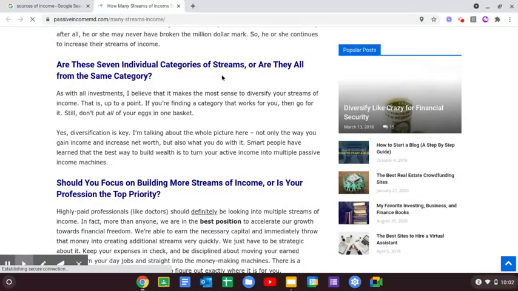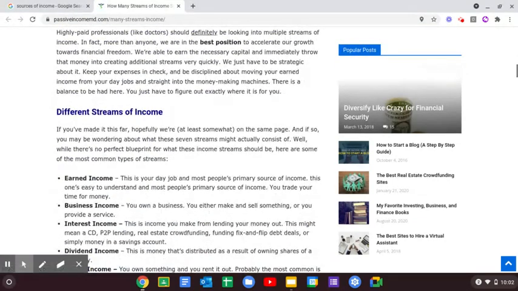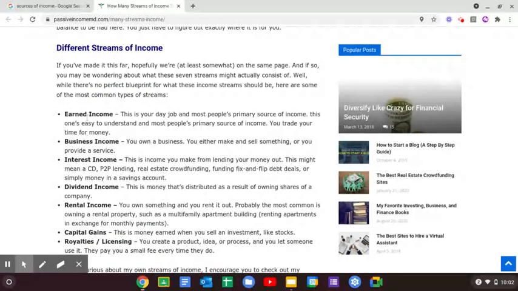People are going to say there's categories. Everybody's got their own. It seems like there's a lot of different numbers, but these are kind of things that we've talked about. All right. We talk about earned income, your day job, and most people's primary source of income. And that's what I said earlier. That's how most people are getting their income, through their earnings. Easy to understand. You trade your time for money. You definitely do.